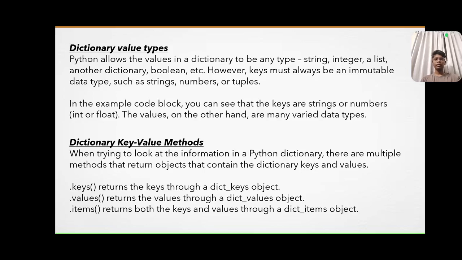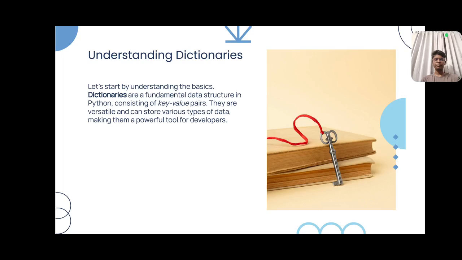Dictionary key value methods. When trying to look for information in a Python dictionary, there are multiple methods that return objects that contain the dictionary keys and values. First, keys returns the keys through a dict_keys object, values returns the values through a dict_values object, and items returns both the keys and values through a dict_items object.